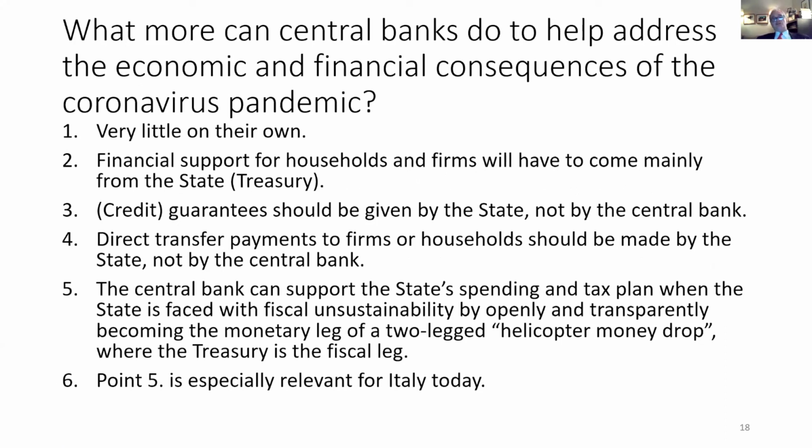Financial support for households and firms will have to come mainly from the state through tax cuts, explicit cash transfers, or credit guarantees. Direct transfer payments to firms and households should be made by the state, not by the central bank. They can be made by the state through the central bank if it is an open and transparent helicopter money job, where the Treasury is the fiscal leg and the monetary leg is provided by the central bank. In the euro area, this would require a change in the treaty.